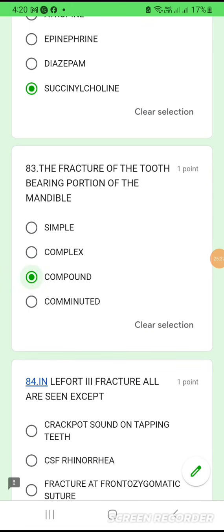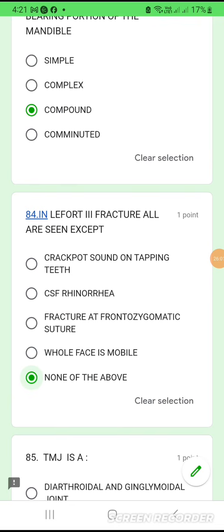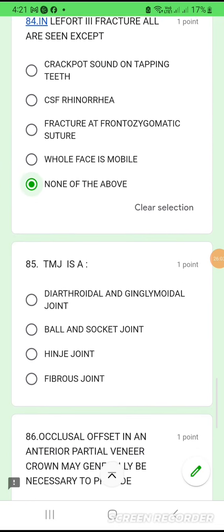Okay, compound fracture. Question number 84, in case of Le Fort 3 fracture, all are seen except. Do you see a CSF rhinorrhea? Yes, in Le Fort 3. Fracture at the frontozygomatic suture? Yes. Whole face will be mobile? Yes. So what is not seen? Crack pot sound on tapping the teeth is seen in Le Fort 3? Yes, that is also seen. So the last option which is left is none of the above. So all of these are seen in Le Fort 3 fracture. Okay, so none of the above.